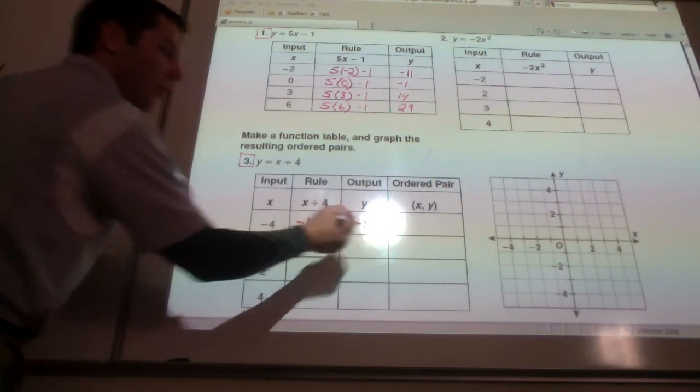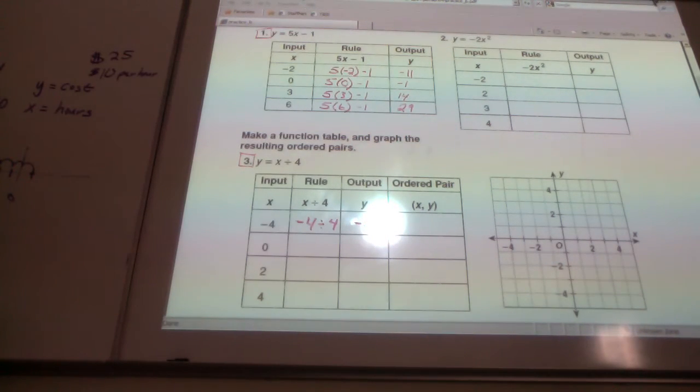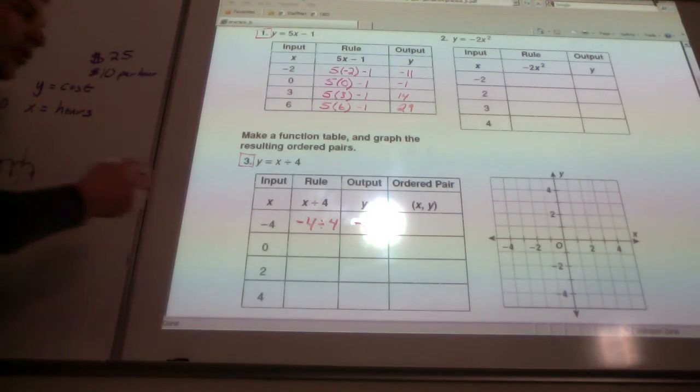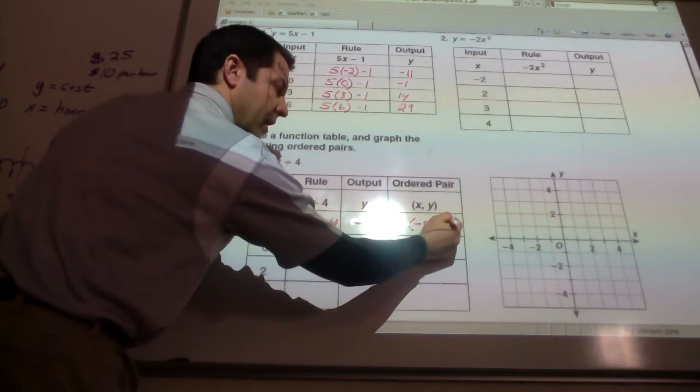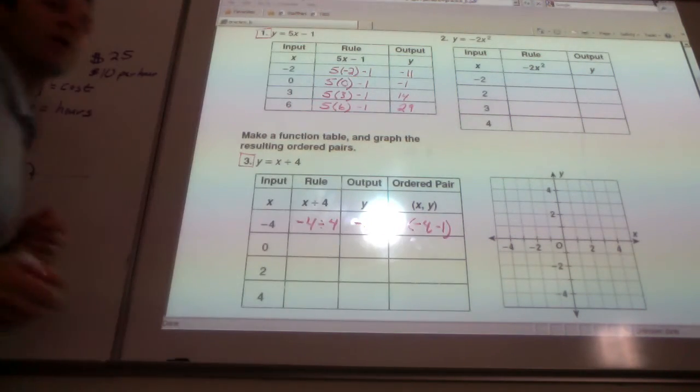So our answer is -1. What's our ordered pair then? Who can help me out with the ordered pair? Eddie? What would be our ordered pair? It would be -4 and -1. Perfect. -4 and -1. Then we can go over to our graph.